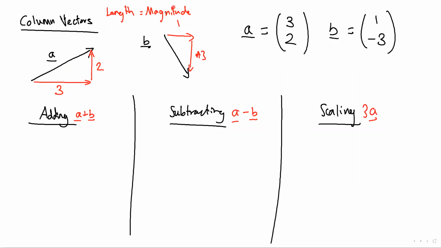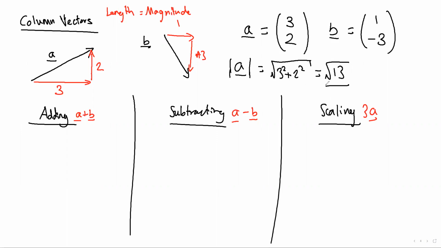So the magnitude of A, sometimes we write it like that, is just 3 squared plus 2 squared. So that would be 9 plus 4, so it would be root 13.